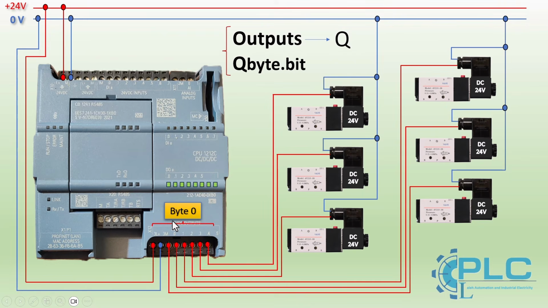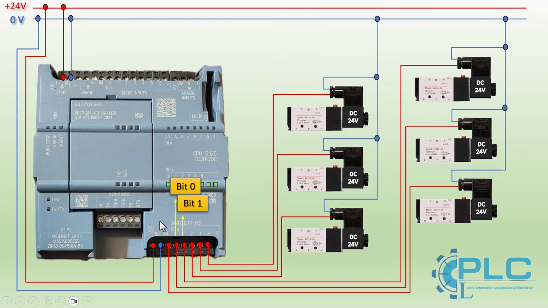Since 1 byte contains 8 bits, you might expect 8 possible bit positions. However, our CPU has only 6 onboard digital outputs. Therefore, these 6 physical outputs are assigned to the first 6 bits of the output byte, from bit 0 through bit 5. So, the first output is Q0.0, the second is Q0.1, and the 6th and last onboard output is Q0.5. Notice that we are using bits 0 through 5. Bits 6 and 7 are not assigned to onboard digital outputs of this CPU.